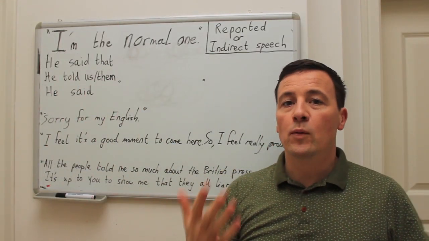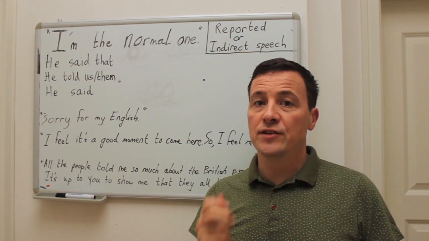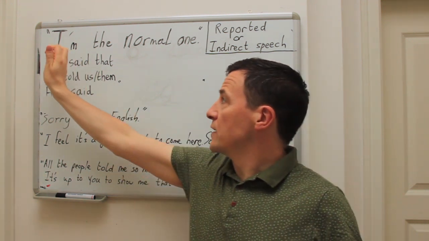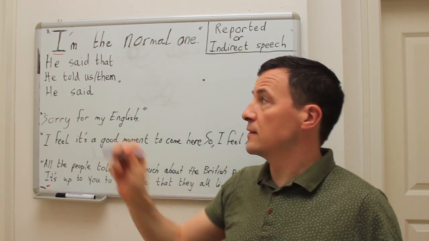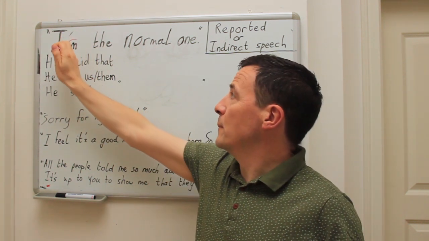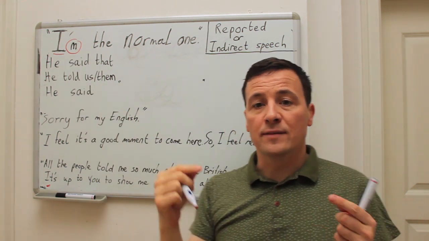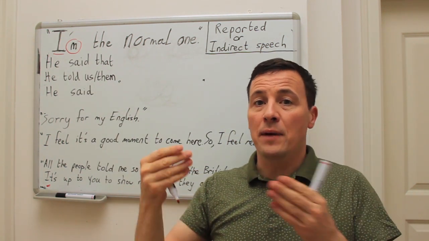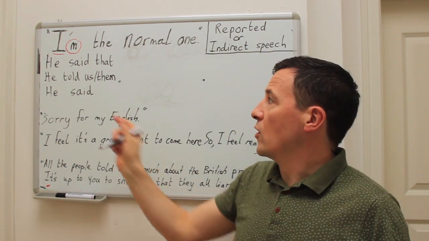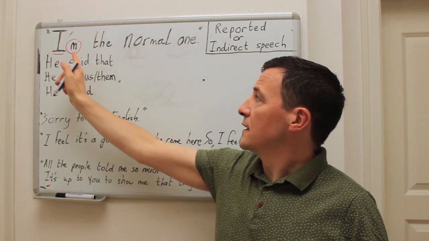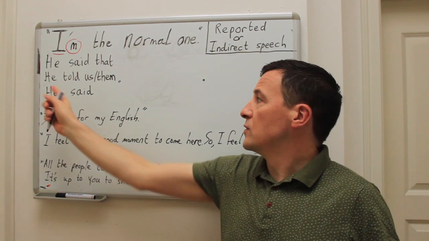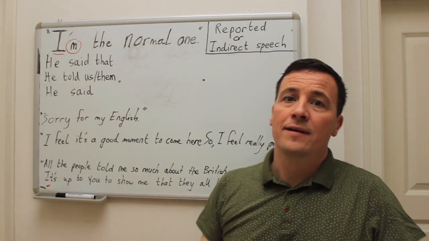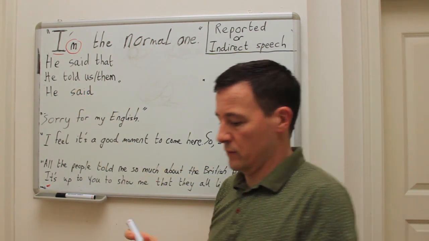Okay, so to make reported speech, we need to change a few things. We need to change the subject, I, and we also need to change the tense. So in this case, I am, or I'm, that's present simple. You need to make it past simple. So, for example, he said that he was the normal one. Or he told us, or he told them, that he was the normal one.